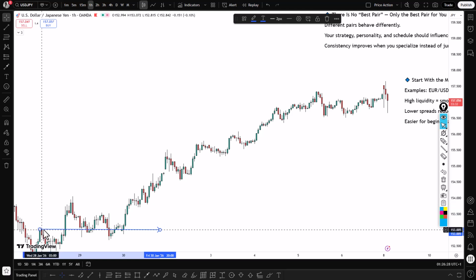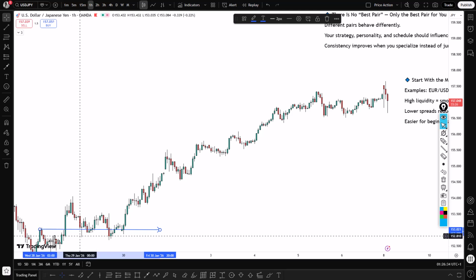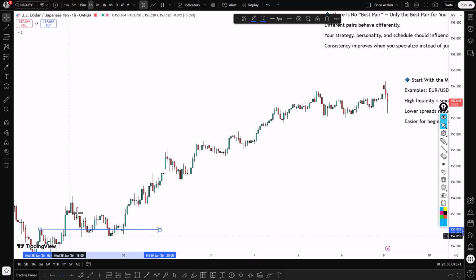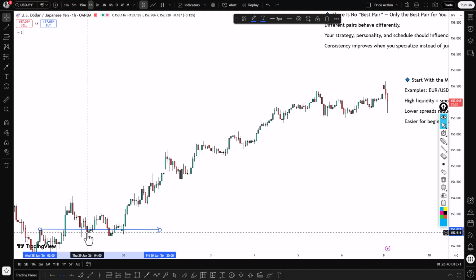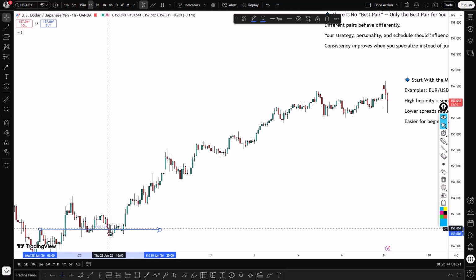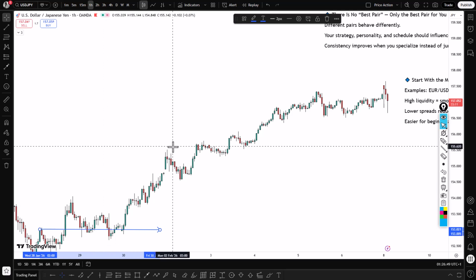Now, whenever resistance is broken, it turns into support, and when support is broken, it turns into resistance. You can see that this lower high, which was resistance previously, when it got broken above and price retested it, this level acted as support. It acted as support and liquidity was taken out before price started moving up.